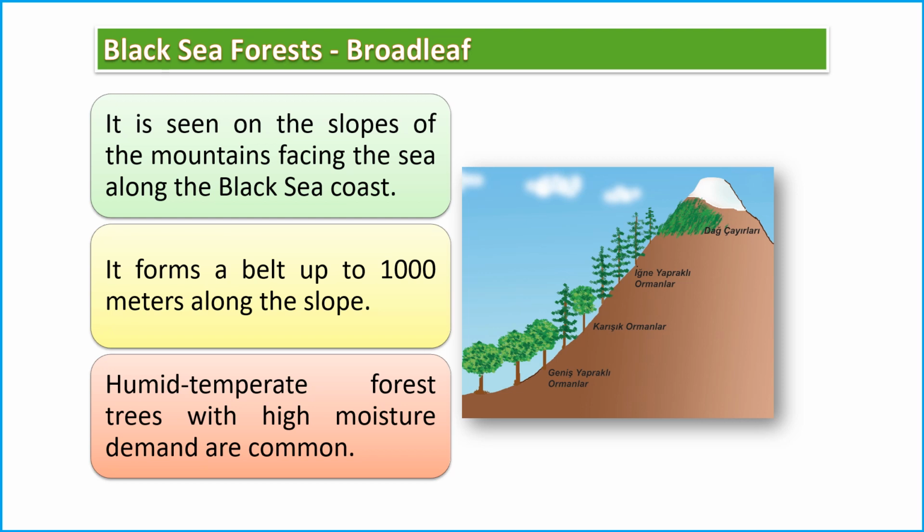3. Vegetation composition. The Black Sea forests are home to a variety of tree species that thrive in high moisture environments. Common tree species include deciduous trees like beech, oak, hornbeam, and alder, contributing to the overall biodiversity of the region.